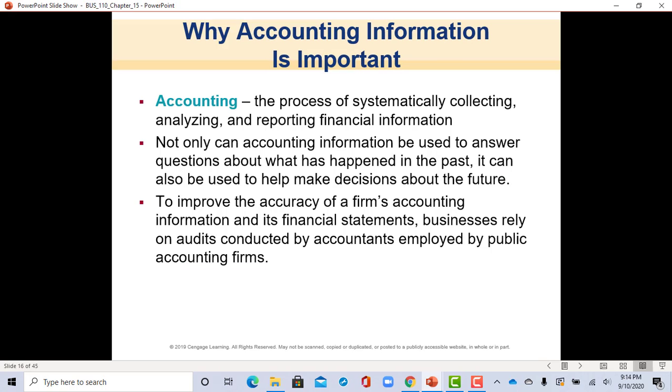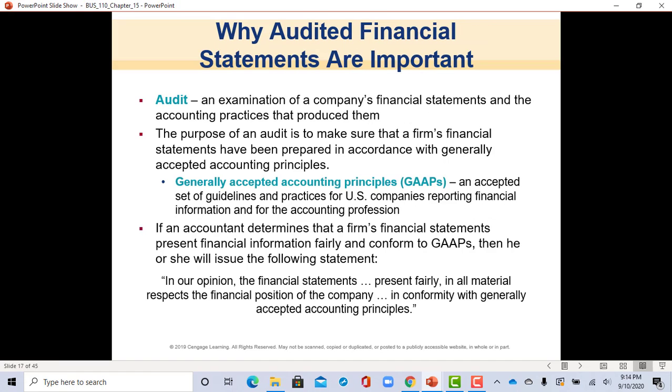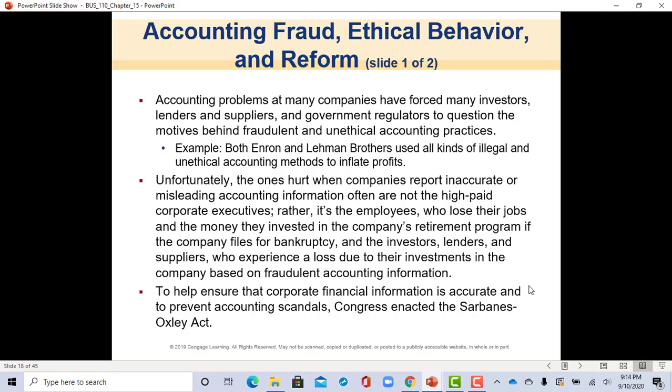Executives, managers, and employees rely on the firm's accounting system to provide needed financial information. Without the audit function in GAAPs, there would be little oversight of supervision. Unfortunately, the ones hurt when companies report inaccurate or misleading accounting information often are not the high-paid corporate executives.